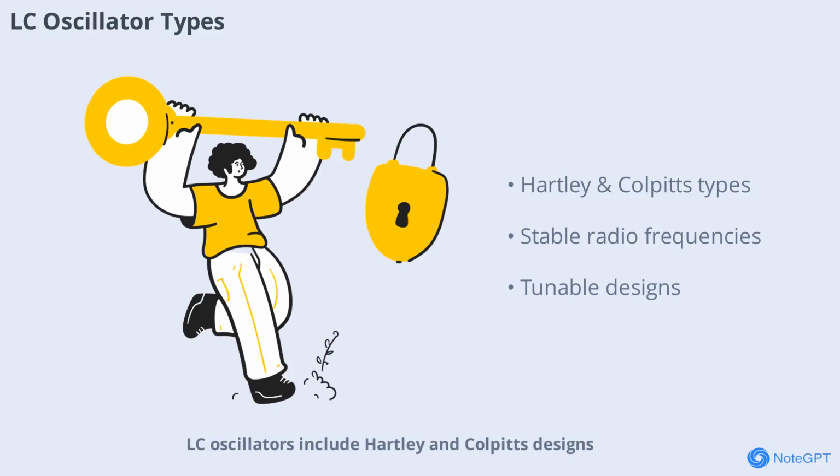LC oscillators include Hartley and Colpitts designs, each using inductors and capacitors in unique configurations. These oscillators are preferred for generating radio frequencies due to their stability and tunability. Understanding the differences helps in selecting the right oscillator for your application.